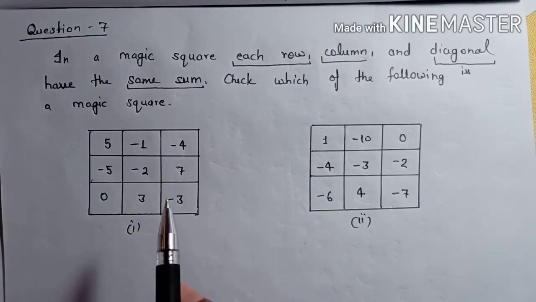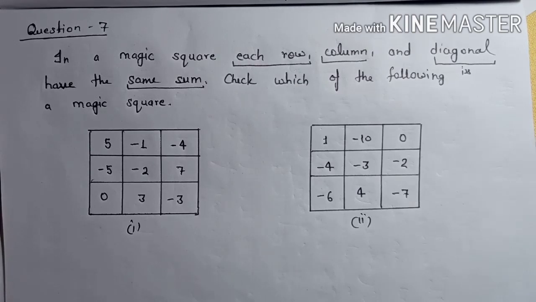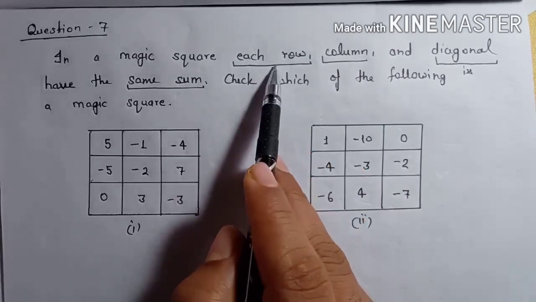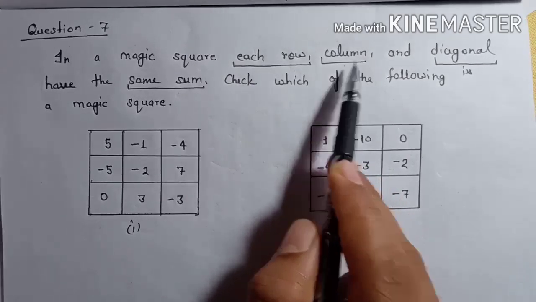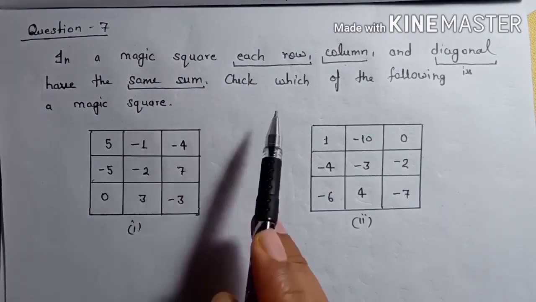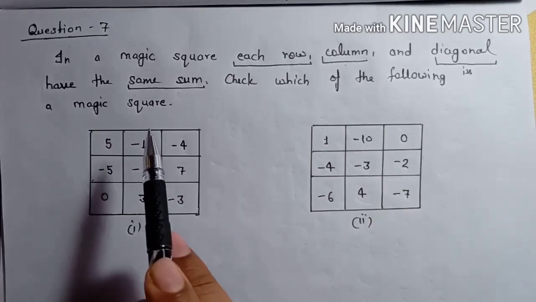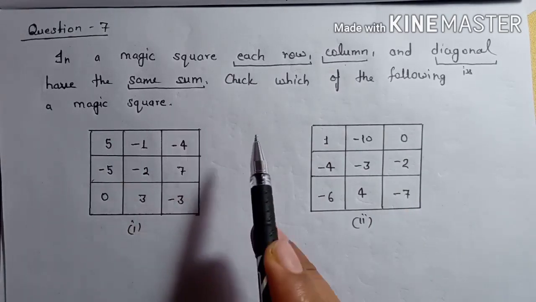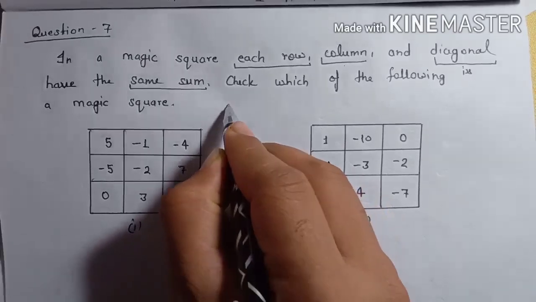There is another question, number 7, and there we are given two squares named magic squares. In a magic square, each row, column and diagonal have the same sum. Check which of the following is a magic square. So let's know first what is a magic square.